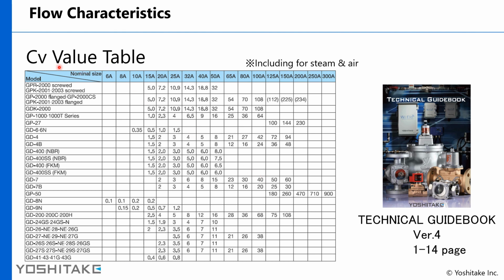This CV value table is shown in the Technical Guide Book version 4. The page is 1-14. It is not only for steam, and you can also check for air as well.